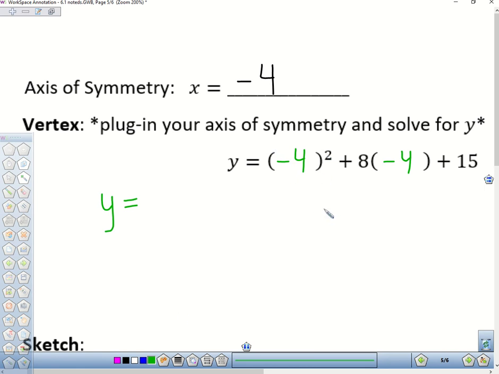Now my goal is to simplify, and remember we have to use our order of operations here. So order of operations, parentheses come first. There's nothing inside the parentheses to solve, so I move on to E, which is? Good. What's negative 4 times negative 4, aka negative 4 squared?